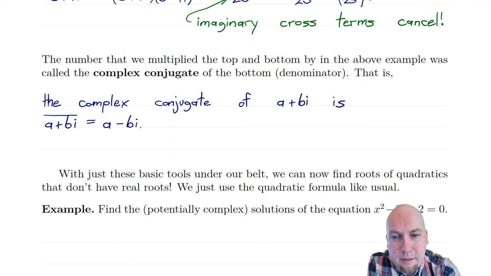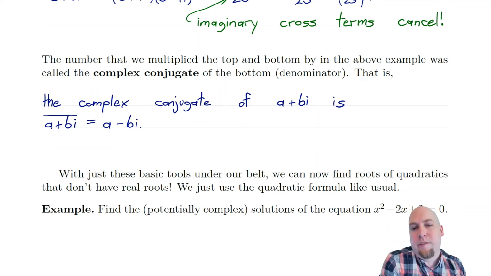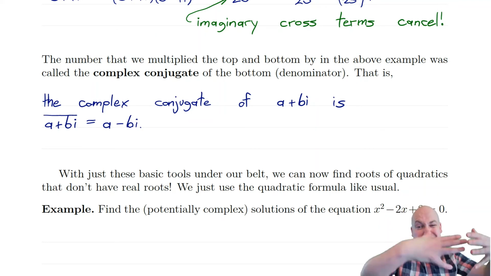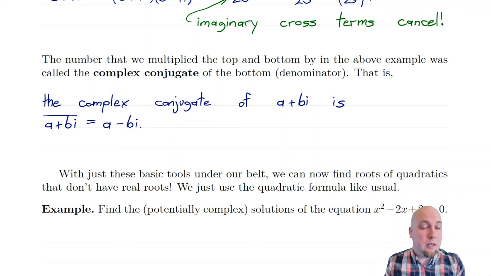Well, the complex conjugate of a plus bi is a minus bi, and we denote it with this funny little bar over top. If you ever see a bar like that over top of a complex number, that means take its complex conjugate: flip the sign of the imaginary part, but leave the real part alone.